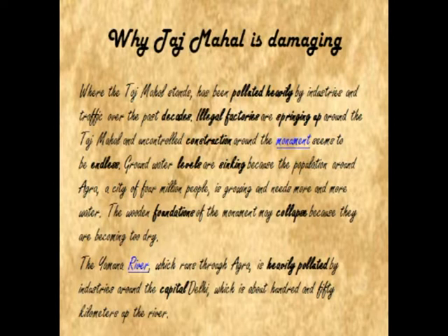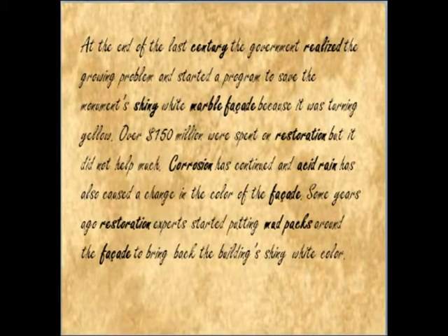At the end of last century, the government realized the growing problem and started a program to save the monument's shiny white marble facade because it was turning yellow. Over $150 million was spent on restoration, but it did not help much. Corrosion has continued and acid rain has also caused a change in the color of the facade. Some years ago, restoration experts started putting mud packs around the facade to bring back the building's shiny white color.